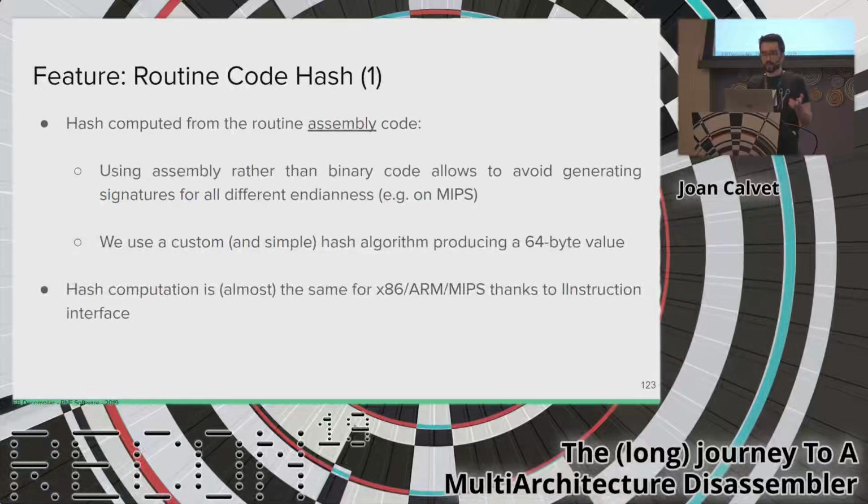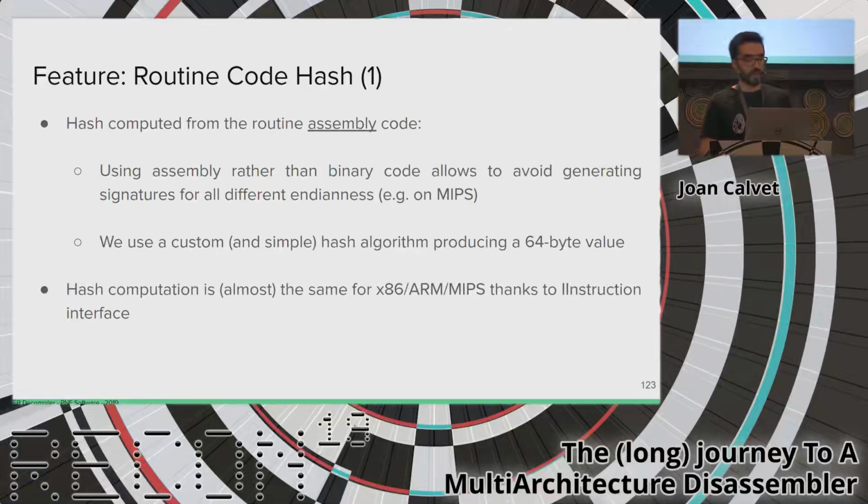So the first obvious feature to avoid false positives is the routine code. So we have a feature called routine code hash. It's a custom hash computed from the routine assembly code. Using assembly rather than the binary code allows us to avoid generating different signatures for the same code in different endianness. That's useful for architectures with possibly different endianness, like MIPS. And the current hashing algorithm is pretty simple and produces a 64-byte hash.